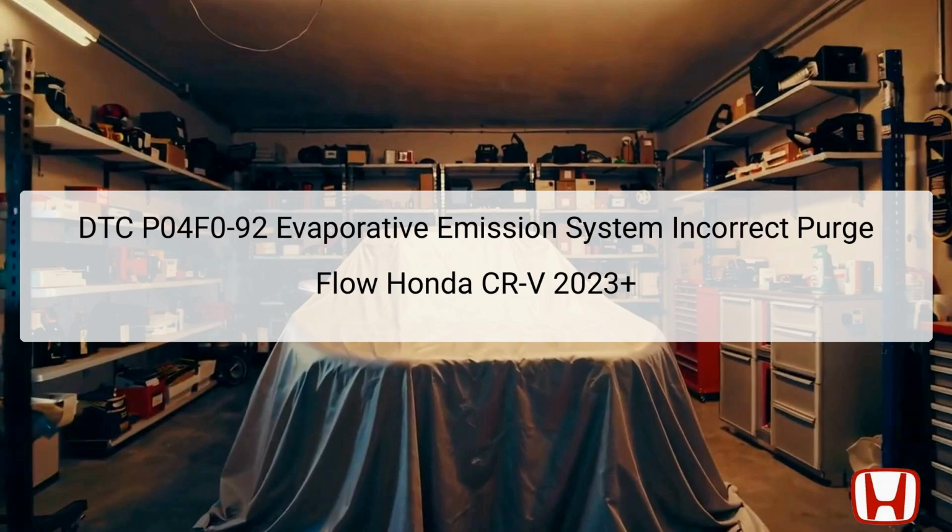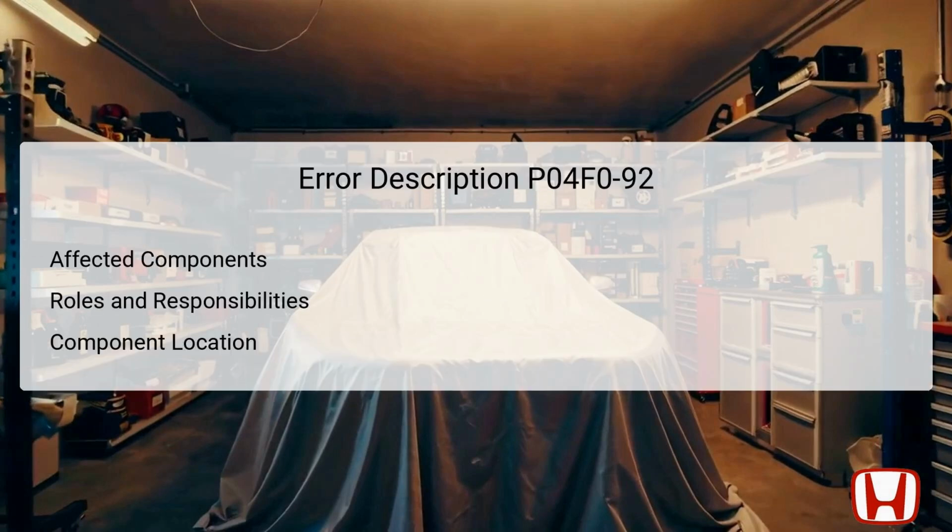This error may indicate that several components, such as the EVAP purge valve, fuel tank system, and ELCM, evaporative leak check module, need thorough inspection. The components affected by DTC P04F0-92 include the EVAP canister purge valve, ELCM, and the fuel tank system.